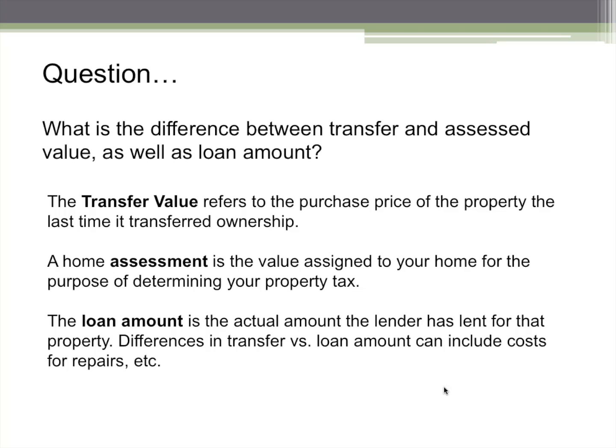To me, what I'm looking to see is that the loan amount is around about the type of money that I'm looking for. But that's the difference. So transfer value refers to the purchase price of the property the last time it transferred ownership. A home assessment is the value assigned to your home for the purposes of property taxes, and a loan amount is the actual amount the lender lent on that property.